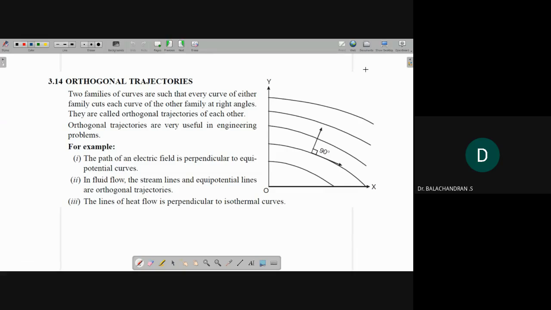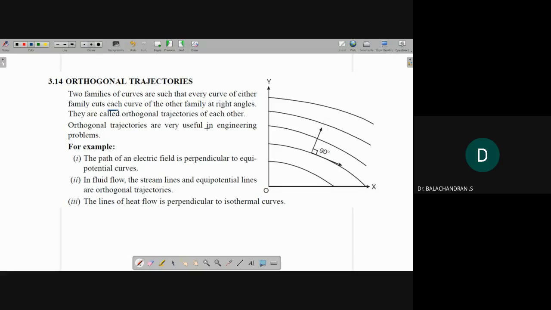Here, there are two families of curves, not a single curve. In each family you have so many curves. So there are two families of curves such that every curve of either family cuts each curve of the other family at right angles. Then we say that they are orthogonal trajectories of each other.